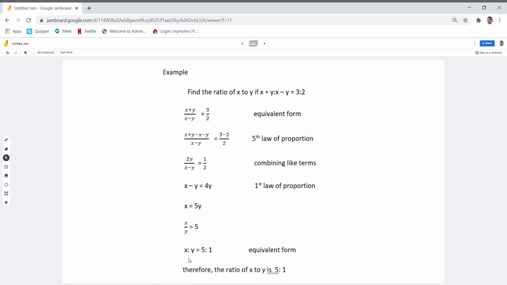Therefore, you can write it as x is to y as 5 is to 1, since 5 is understood to have a denominator of 1, and they are equivalent forms. Therefore, the ratio of x to y is 5 is to 1.